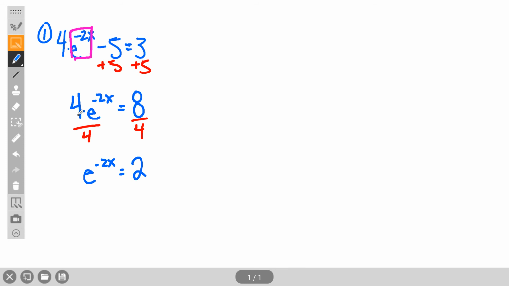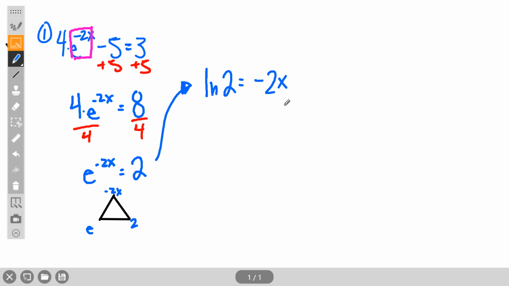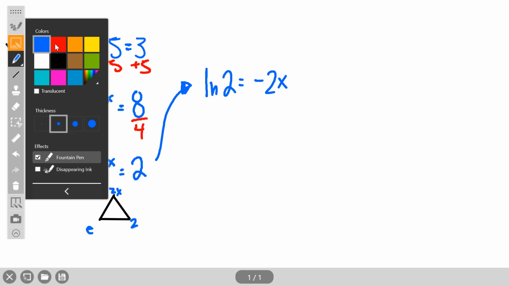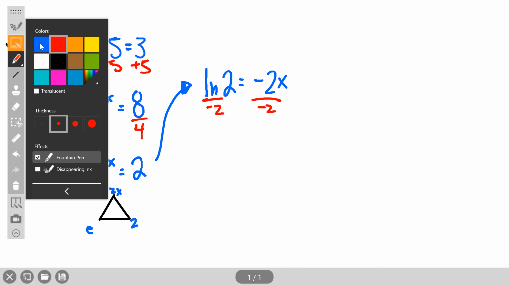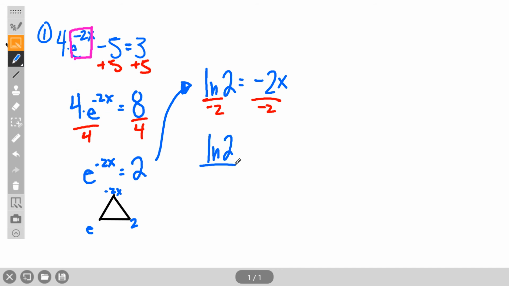Now I can write this in logarithm form, because I'm looking at e to the negative 2x equals 2. If I write this in logarithm form, this would be the natural log of 2 is equal to negative 2x. And now I can solve this for x just by dividing by negative 2. So I get the natural log of 2 divided by negative 2 equals x.